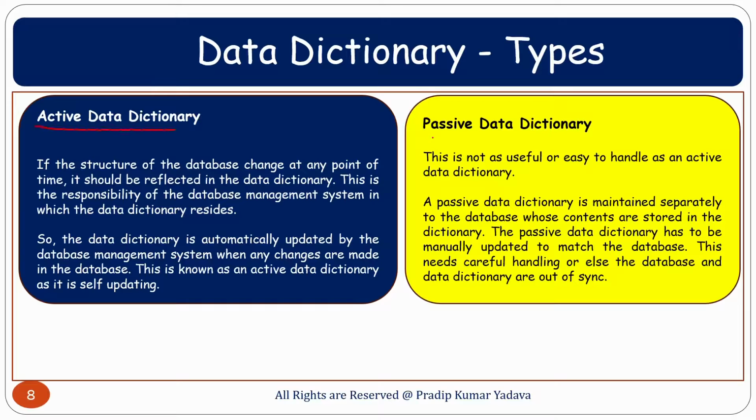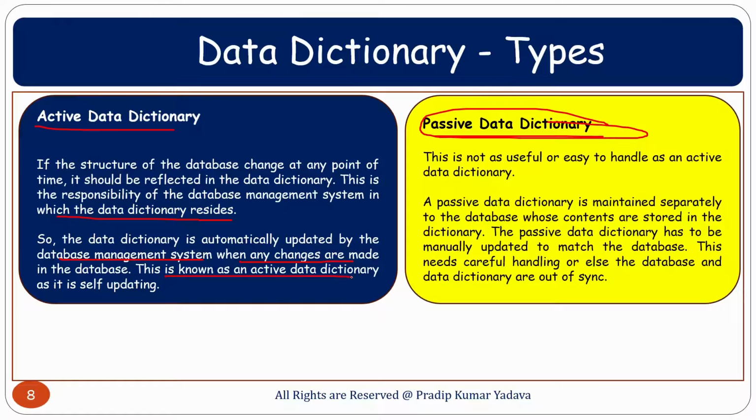One is the active data dictionary. The second is the passive data dictionary. If you make any change in the database and that change is updated automatically in the database management system, that is called an active data dictionary. And in a passive data dictionary, we have to make changes manually. So if the structure of the database changes at any point of time, it should be reflected in the data dictionary, and this is the responsibility of the database management system in which the data dictionary resides. So the data dictionary is automatically updated by the database management system when any changes are made in the database.